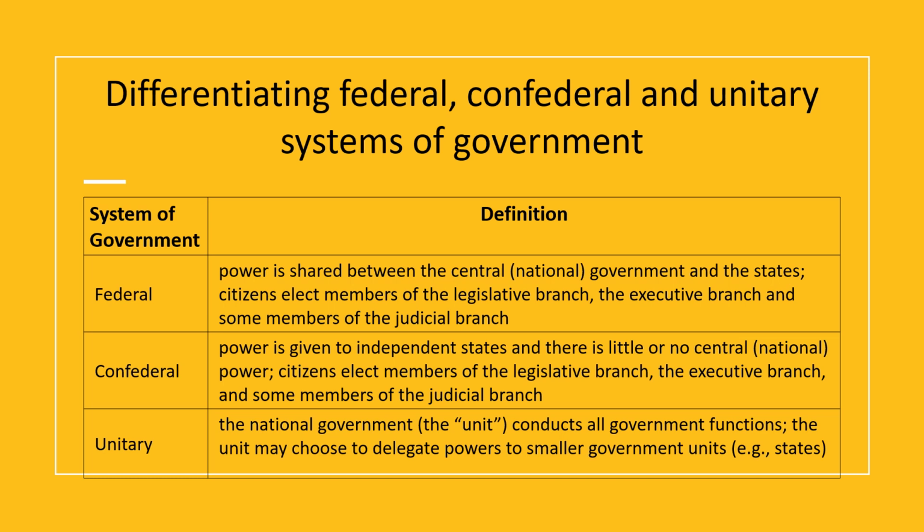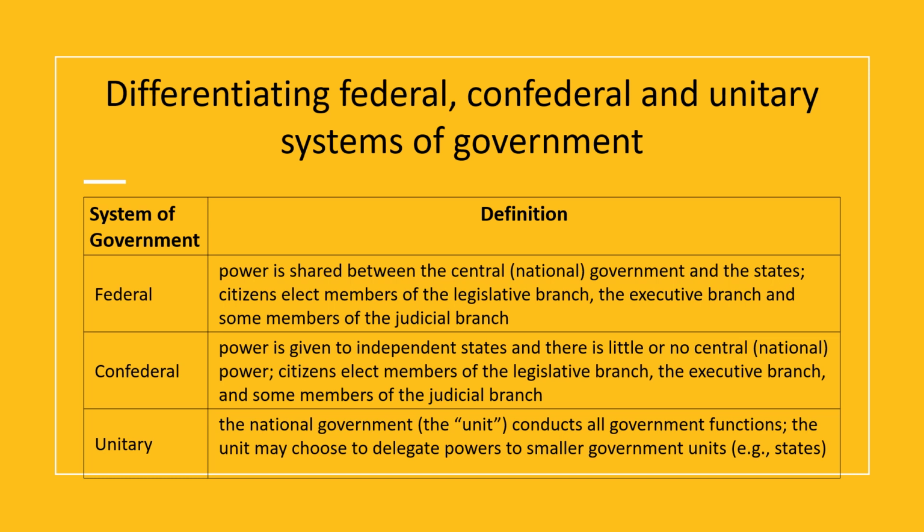In a unitary system, it is the national government, referred to here as the unit, that conducts all government functions. The unit may choose to delegate powers to smaller government units such as states. So when we talk about delegating powers, basically what the unit is doing is giving some of its power to a lower part of the government, such as the national government giving power to the states or the state government giving powers to the local governments.